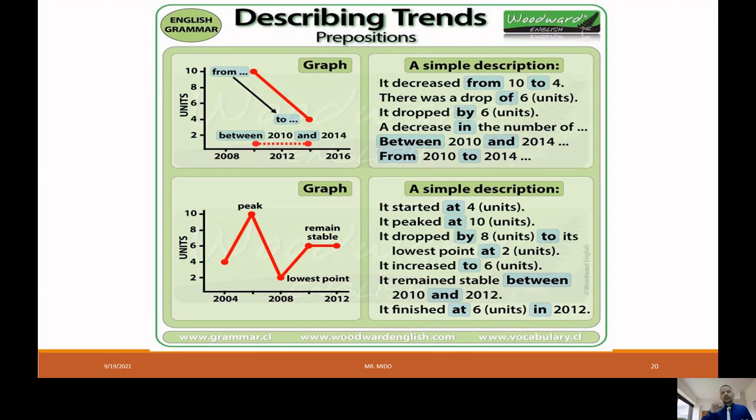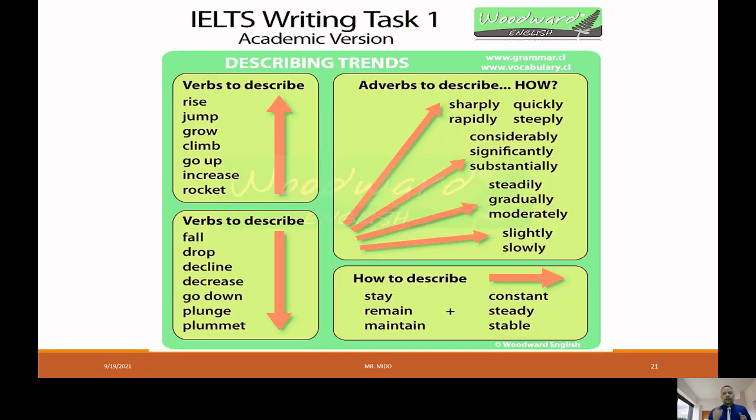Then going down to the lowest point. It dropped by 8 units, or to its lowest point at 2 units at the end. Then it increased to 6 points, then steady, stable. So we'll say it remained stable between 2010 and 2012. It finished at 6 units in 2012. This is how to describe a line. Writing task 1 is a description task. Take care.